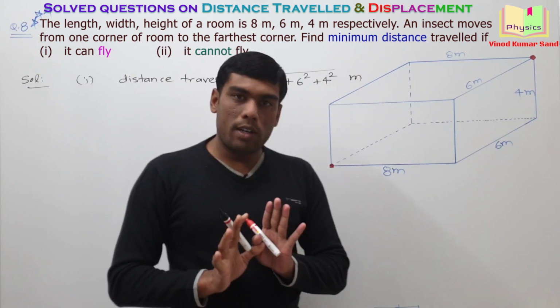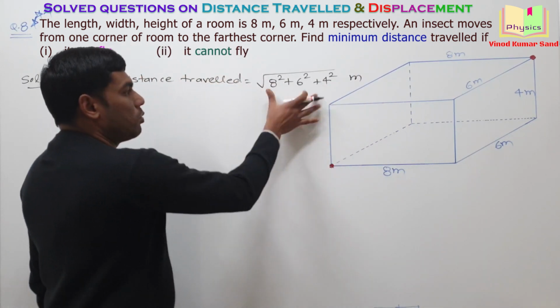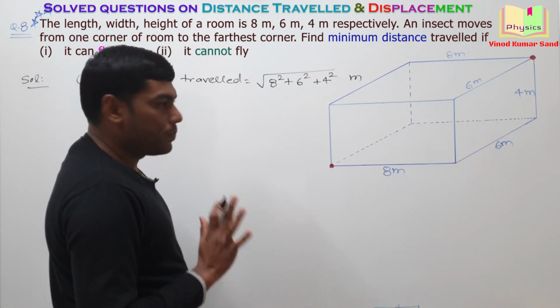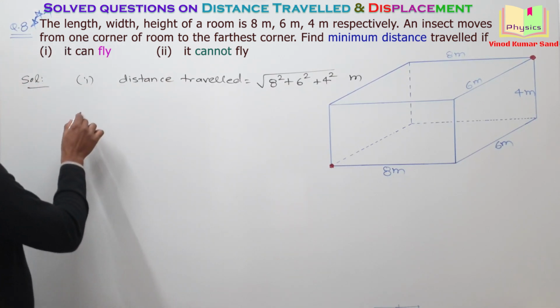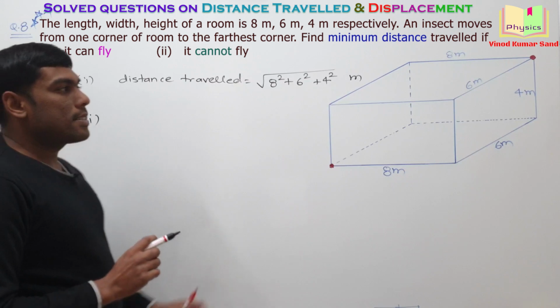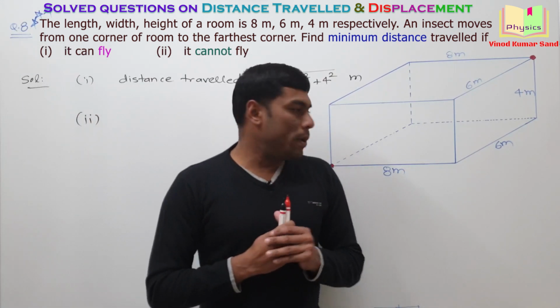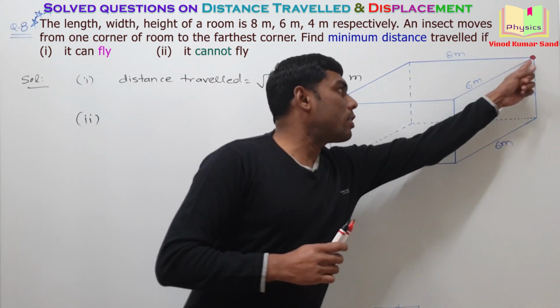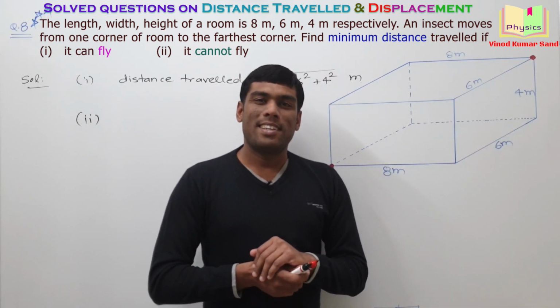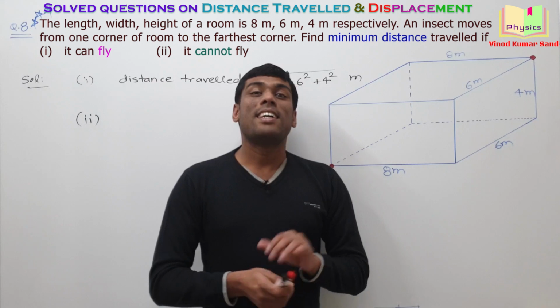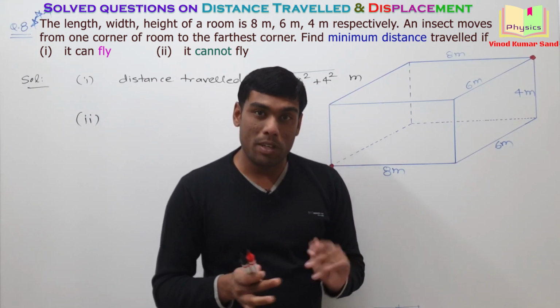I hope you all understand this. If you wish, you can simplify it further. Okay. The second case: the insect cannot fly. In this case, how many possibilities are there to go from here to there? Think about it. Actually, there are infinite possibilities.